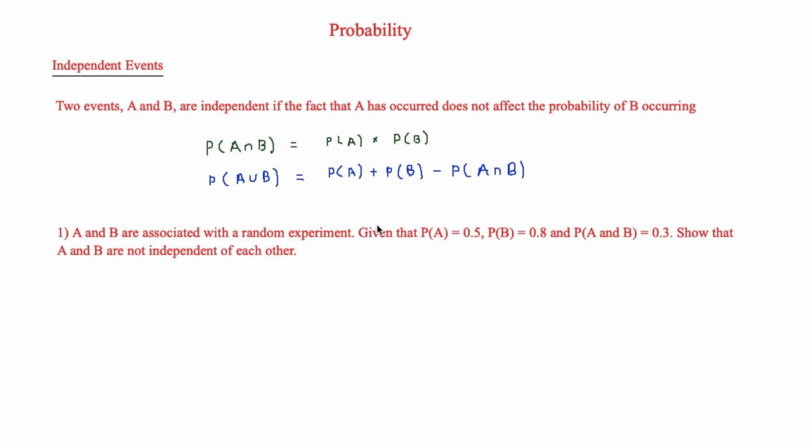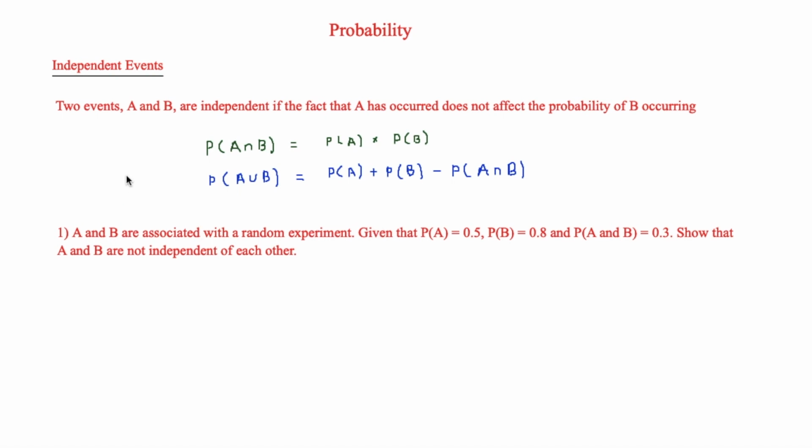This time starting this video, we are looking at probability. So that includes independent events, mutually exclusive events, and then probability distribution. So probability distribution includes discrete and continuous variables. So first of all, we will look at independent events.